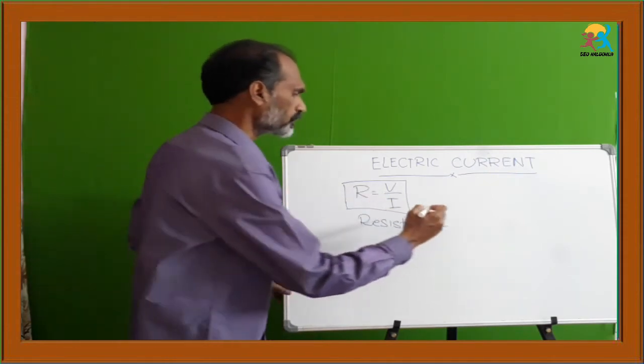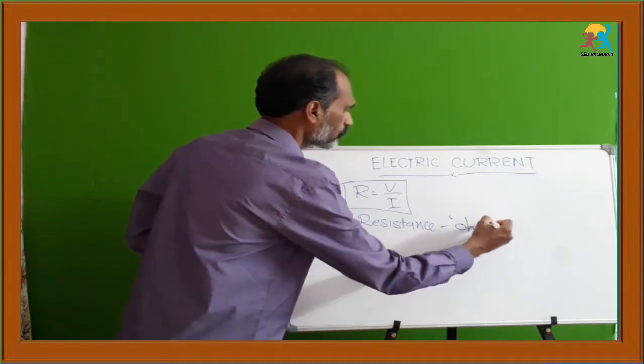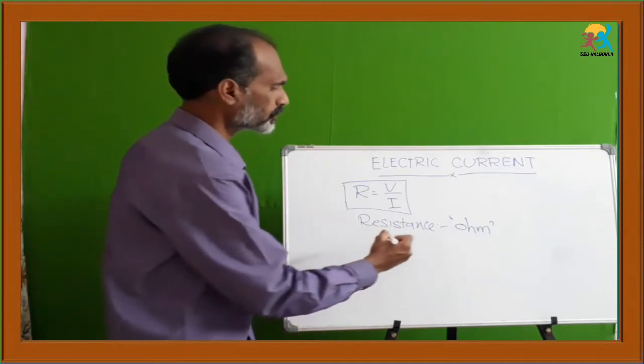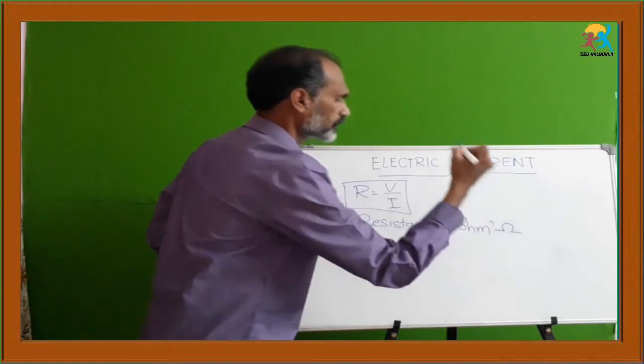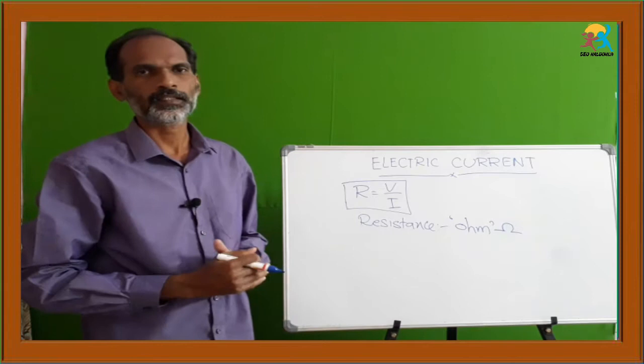Resistance is measured in ohms, because George Simon Ohm introduced this term. So resistance is calculated in ohms, and this is the symbol of ohm. Okay, this is about resistance.